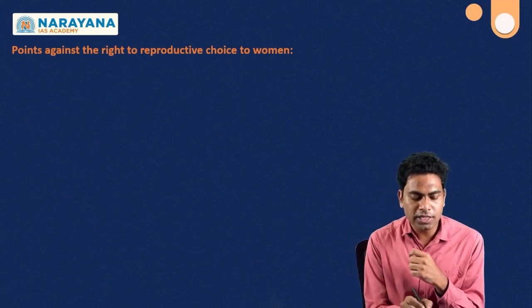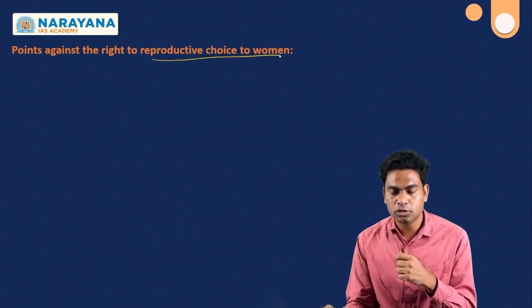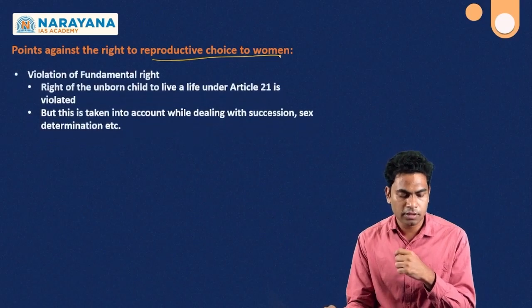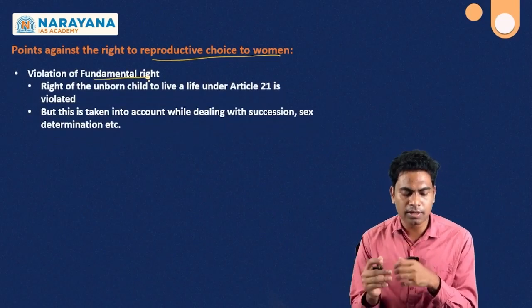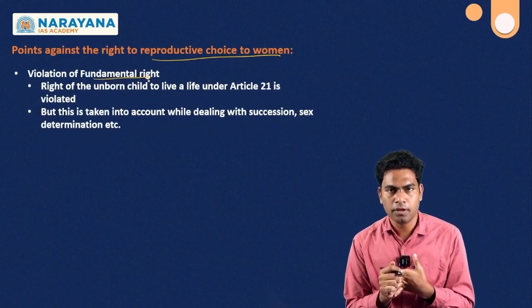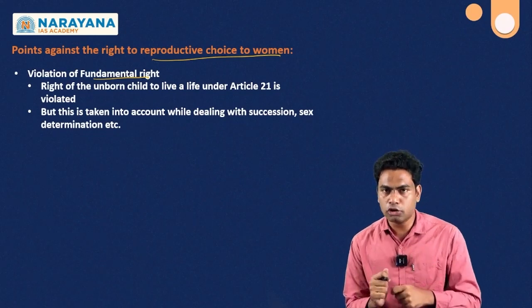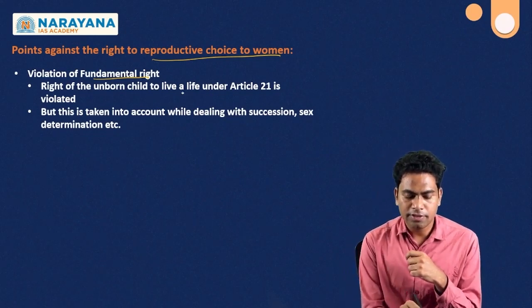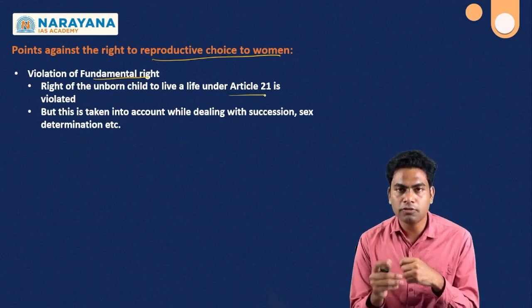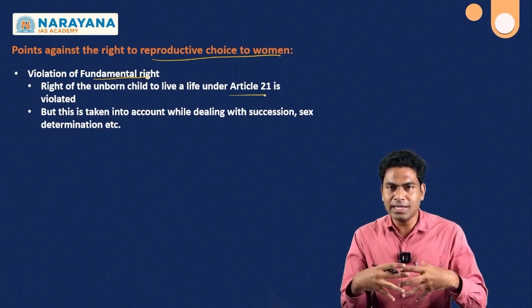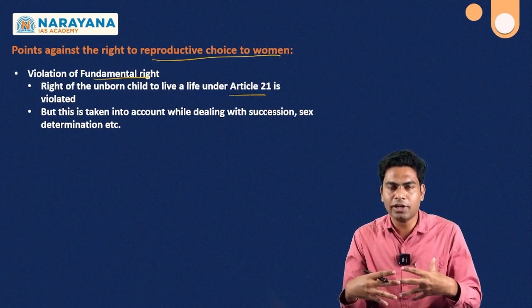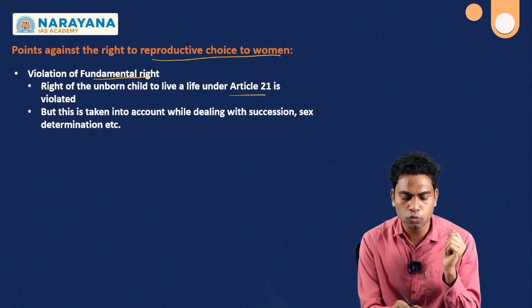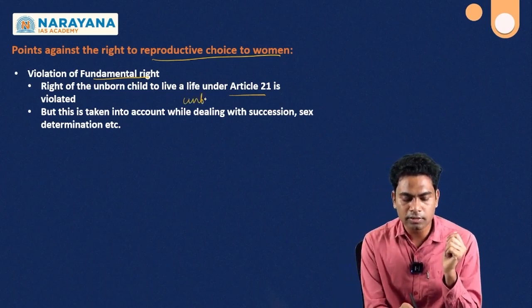Then the points against the right to reproductive choice that are to be extended to the woman. The first one, it violates the fundamental rights. Why? Because here we should also take into consideration the right of the unborn child. The right to life under Article 21 is impacted.